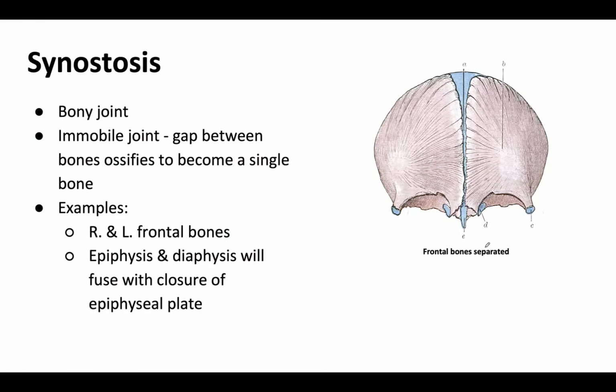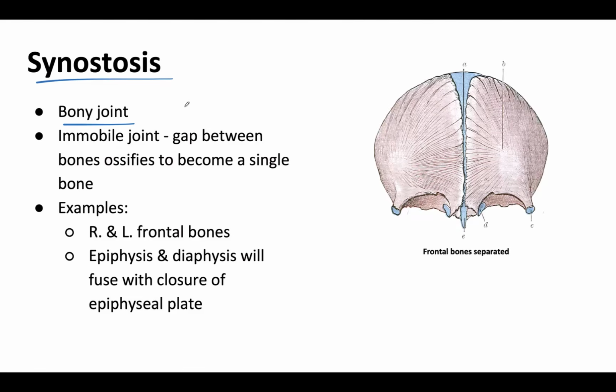Now, I made a big point to note that bone should never touch bone. There should always be connective tissue in between, but you may hear the classification of a synostosis, or a bony joint. What happens here is the gap between the bones will become fully ossified, so the connective tissue connecting the bones is fully replaced by bone. So what was once two bones joined at a joint becomes one bone, and that's a synostosis.